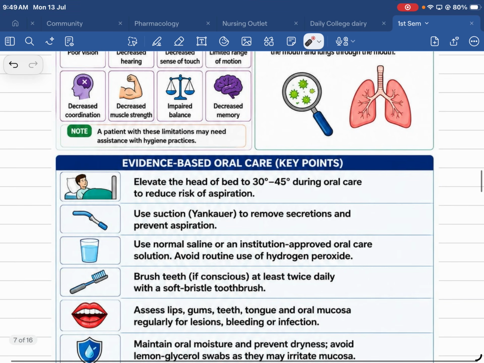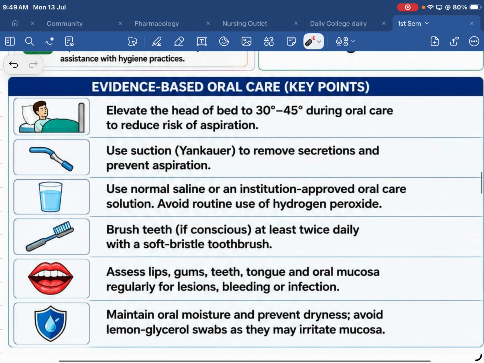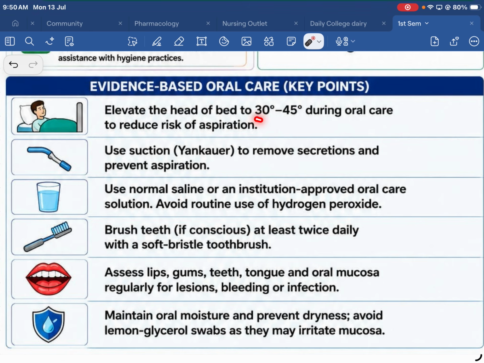Okay, importance is also finished. The last one is to elevate the head of the bed when you are giving the care. Elevate the head of the bed 30 to 45 degrees. If the patient is able to sit, then you can give Fowler's position itself, 60 to 90 degrees.